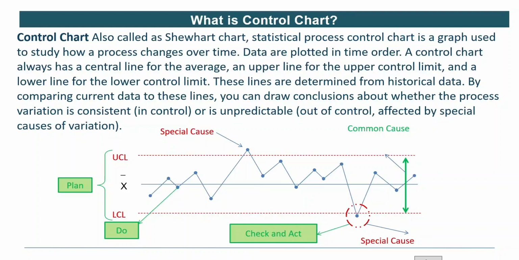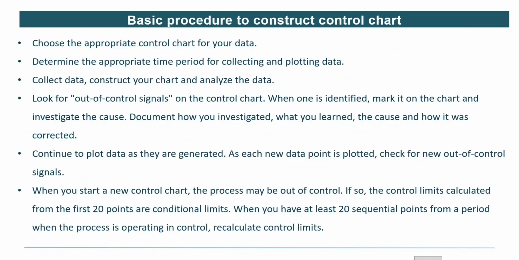The control limits are basically telling you the amount of variation in your process. If your process has a lot of variation, the control limits will be far away. If your process has less variation, the control limits will be closer to your x bar. So a control chart is also called the voice of process because it tells you exactly what the variation in your process is. As we move on, what is the basic procedure to construct a control chart?